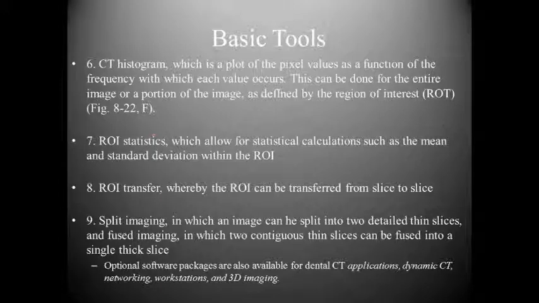Number 6, CT histogram, which is a plot of the pixel values as a function of the frequency in which each value occurs. This can be done for the entire image or a portion of the image as defined by the region of interest.